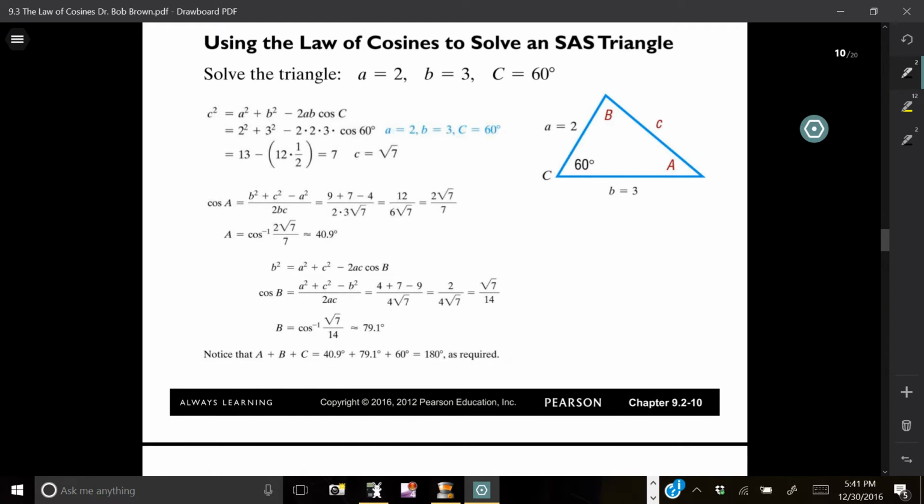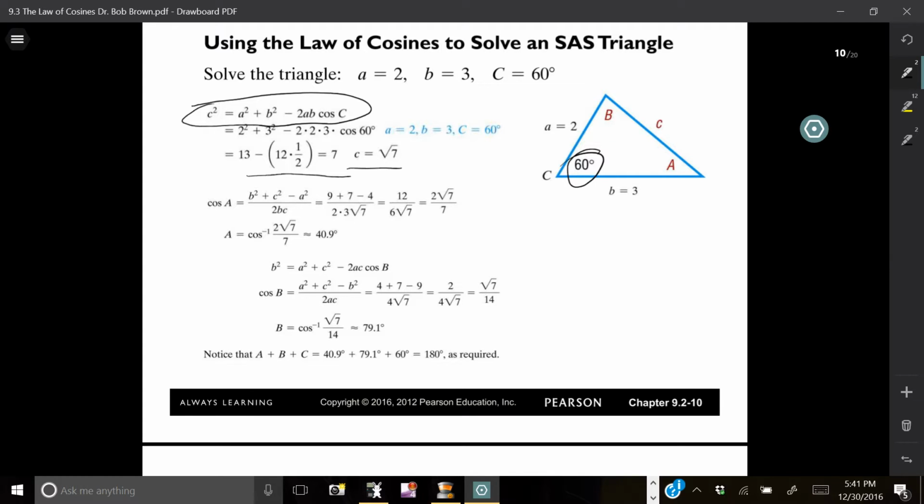We've got a triangle here on the right. We know a, we know b, and we know the included angle. It is not a 90 degree angle, so we can't use the Pythagorean theorem. We have to use the law of cosines. So writing this down, c squared is a squared plus b squared minus 2ab cosine of C. Plugging in for a equals 2 and b equals 3, and C is 60 degrees, we get that c is equal to the square root of 7.